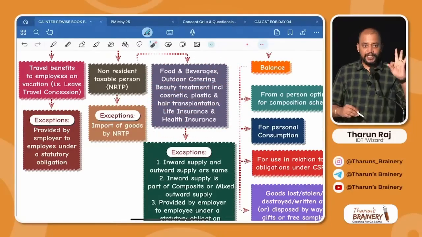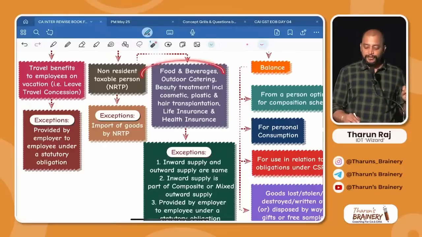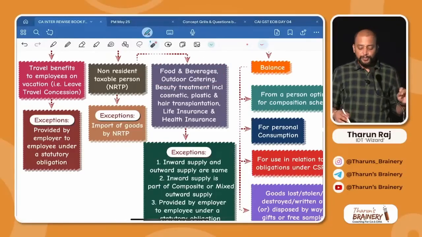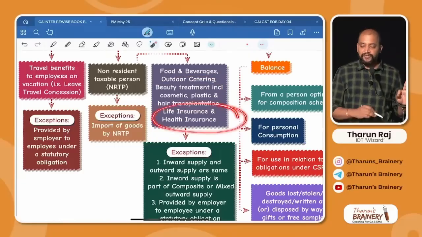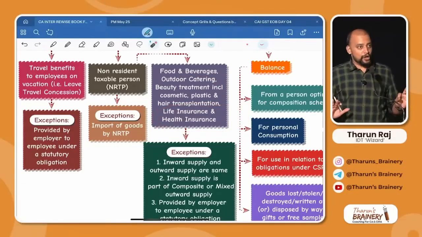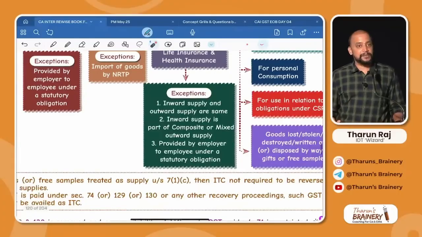Food, beauty, insurance. In food, what is covered? Food and beverages, outdoor catering. Beauty treatment, cosmetic surgery, plastic surgery, hair transplantation. Insurance, life insurance and health insurance. These are blocked credits. However, we have 3 exceptions.